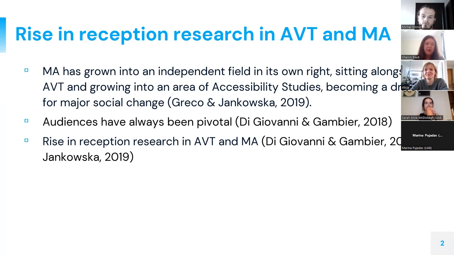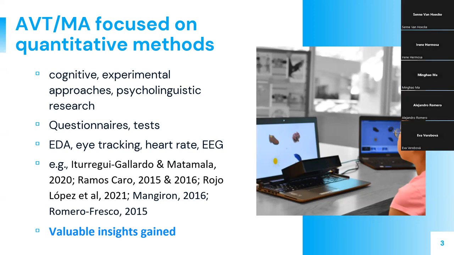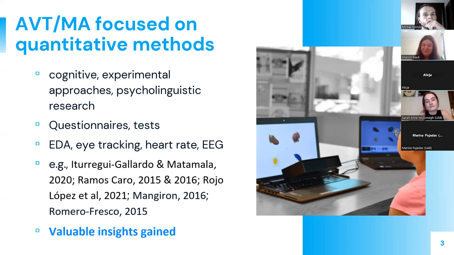And so along with this rise in media accessibility research, there's also this burgeoning reception research, both within audiovisual translation and media accessibility, as noted by Di Giovanni and Gambier and Anna Jankowska, for example. However, I would argue that thus far, reception studies in media accessibility and in AVT research have focused mostly on collecting quantitative data and employing cognitive experimental approaches, conducting psycholinguistic research. I'm also involved in this kind of research, so I promise I'm not biased.